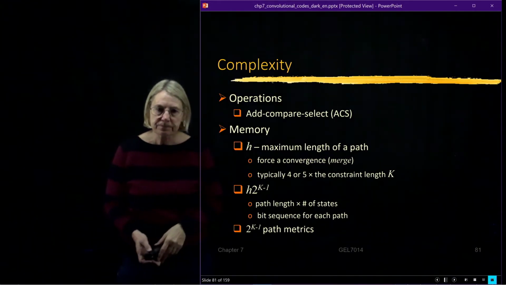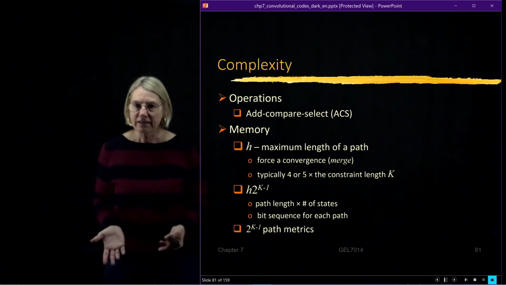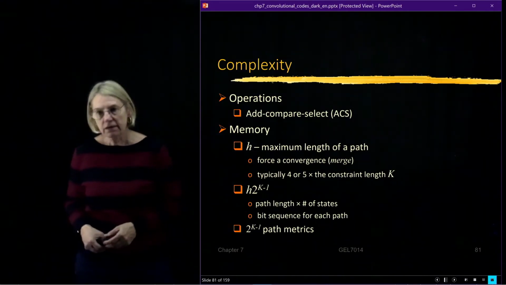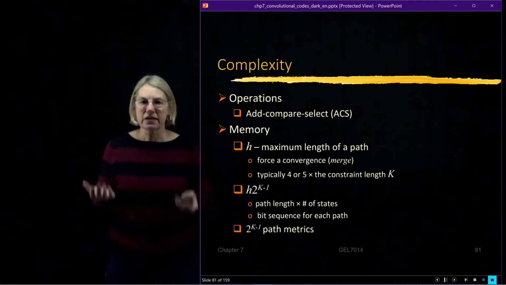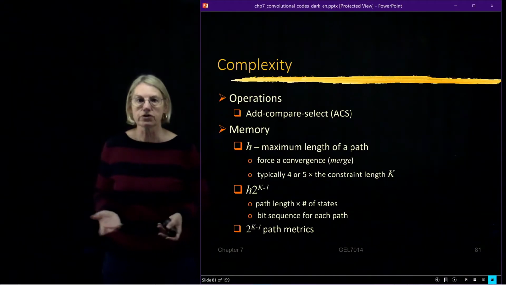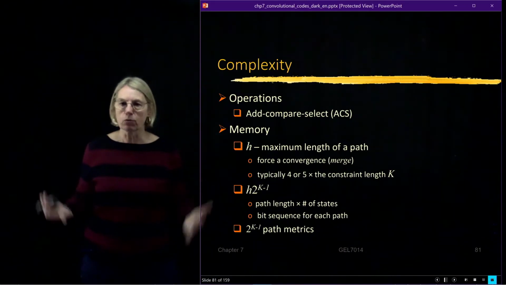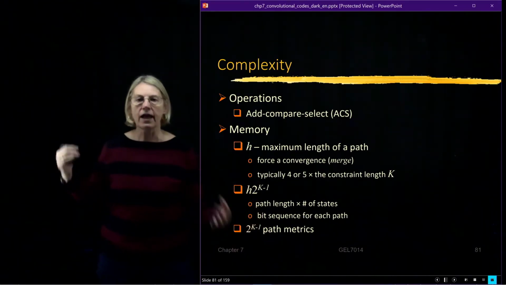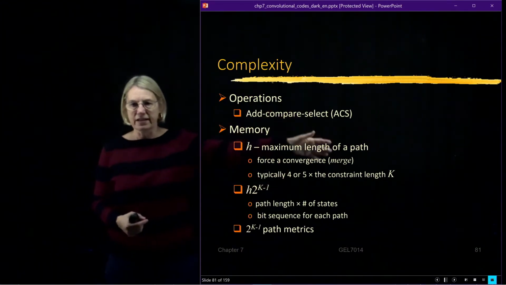Very, very simple. Memory. So this comes to the traceback length, the maximum length of a path. And that, like I said, is an engineering choice. It forces me to create a merge maybe when there isn't, to force a convergence when there isn't. And there are some good figures of merit for what would be a reasonable length, a good compromise between complexity, the size of the memory, and the performance. It's something like 4 or 5 times the constraint length of the code.